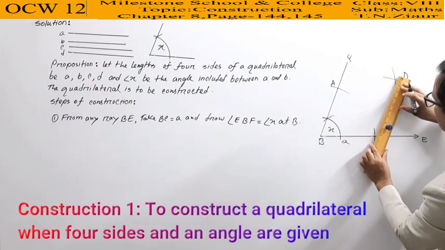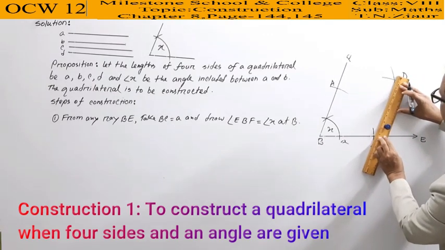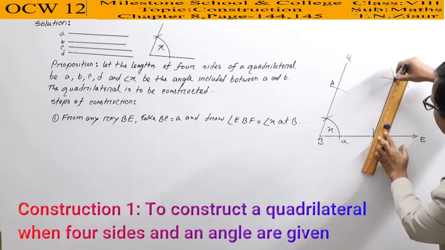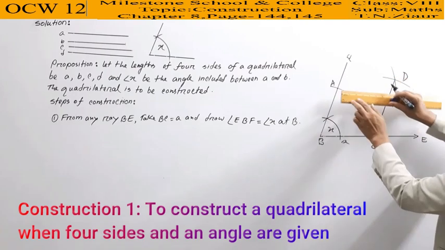Okay students, have you understood this one? It's very easy, right? Just take the measure of the length of sides A, B, C, D and join them.